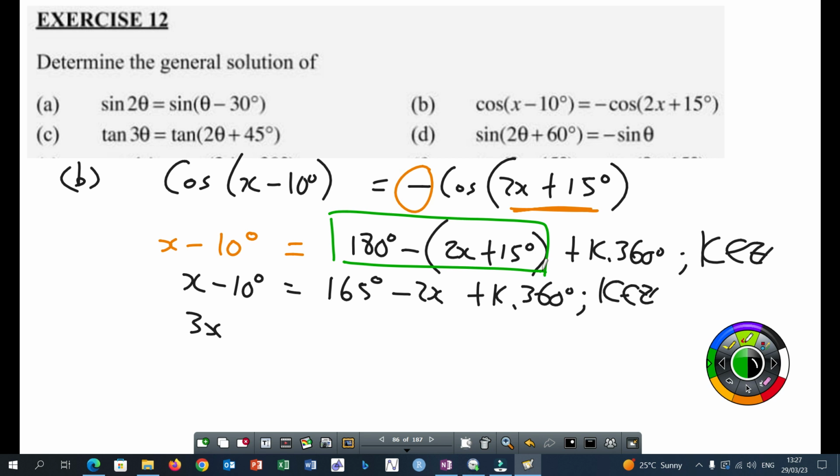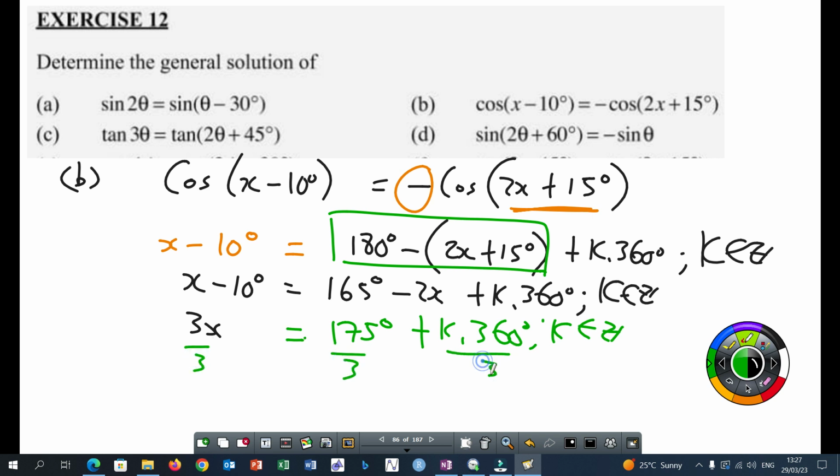Are you following that? So we are in the second quadrant now. Okay? Then you simplify this. So we end up getting 3x equals 175 plus k times 360, where k is an integer. Right? Then you divide by 3 throughout. Can someone tell me what is 175 divided by 3? 58.33. Okay, plus k times 120 degrees, where k is an integer.